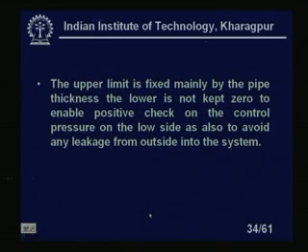The upper limit is fixed mainly by the pipe thickness. The lower limit is not kept at 0, to enable a positive check on the control pressure on the low side, as well as to avoid any leakage from outside into the system. There should always be some bleeding. That is the reason why we are saying that.